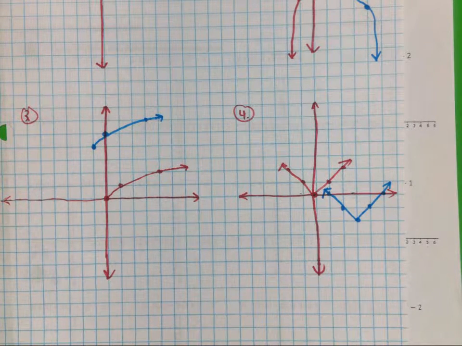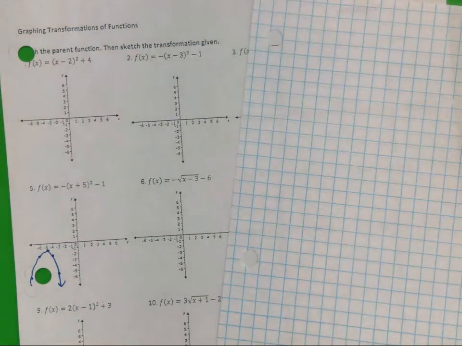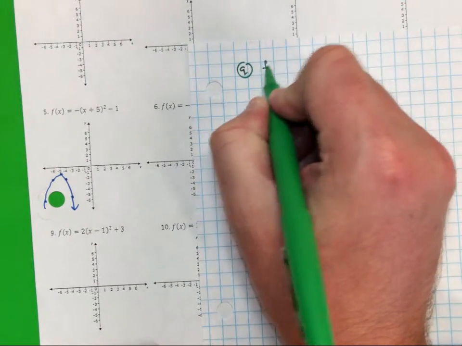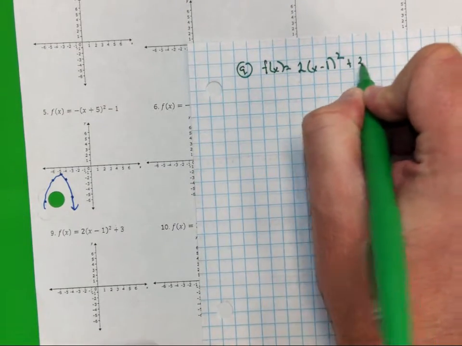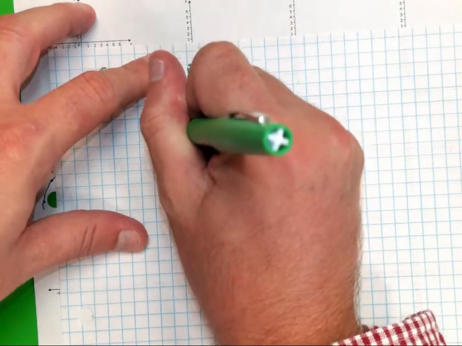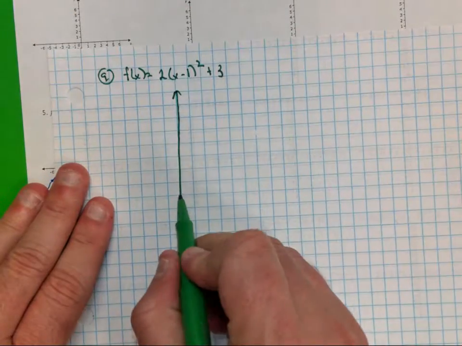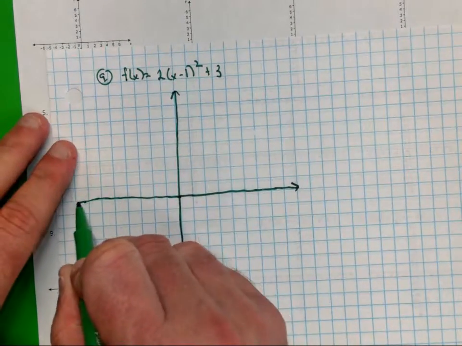We're going to do number 9 together. All right. Let's look at number 9. F of x equals 2 parentheses x minus 1 squared plus 3. What's the parent function here, Derek? Quadratic. Very good. That's the first time on the graph. It's quadratic. And like I said, if y'all don't like that graphing paper, you can always draw it on graph paper so you can see it better.